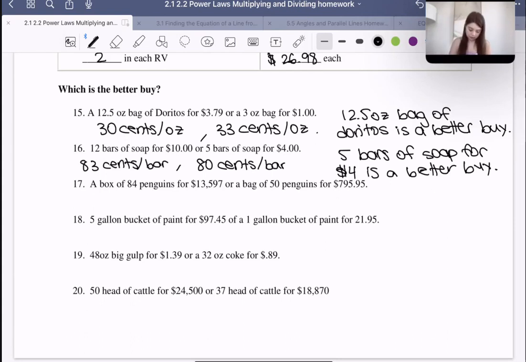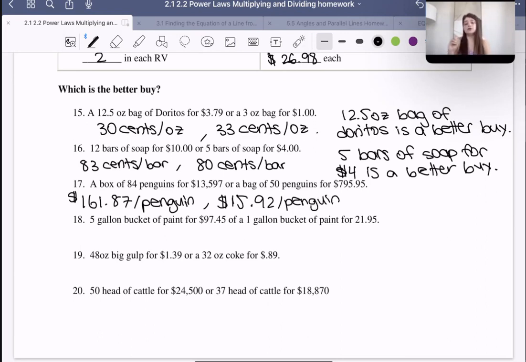So let's see, $13,597 divided by 84 penguins means it's $161.87, we're rounding here, per penguin for the first one. And for the second one, it would be $795.95 divided by 50 penguins, which is going to be only $15.92 per penguin. So in this case, it's actually a really huge difference, which is why I knew right away.